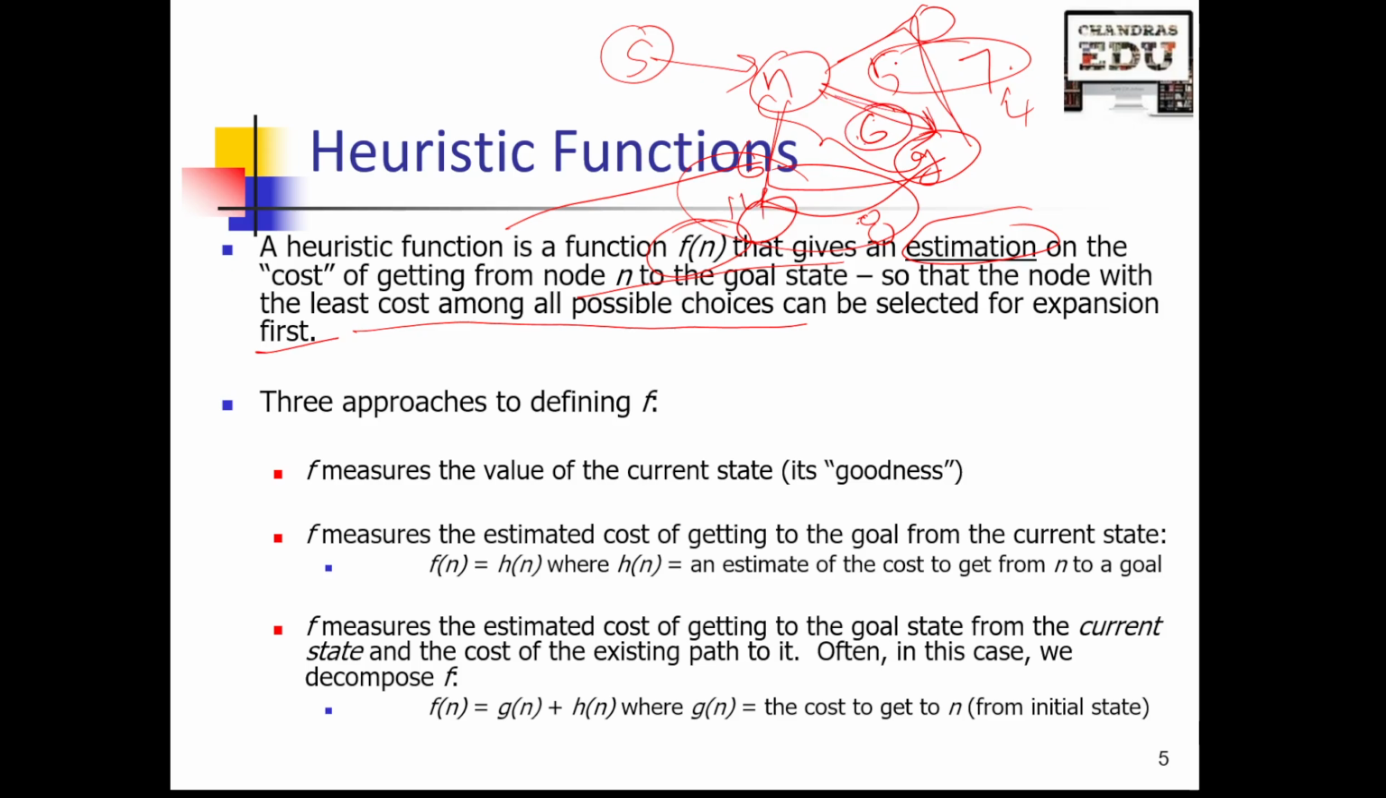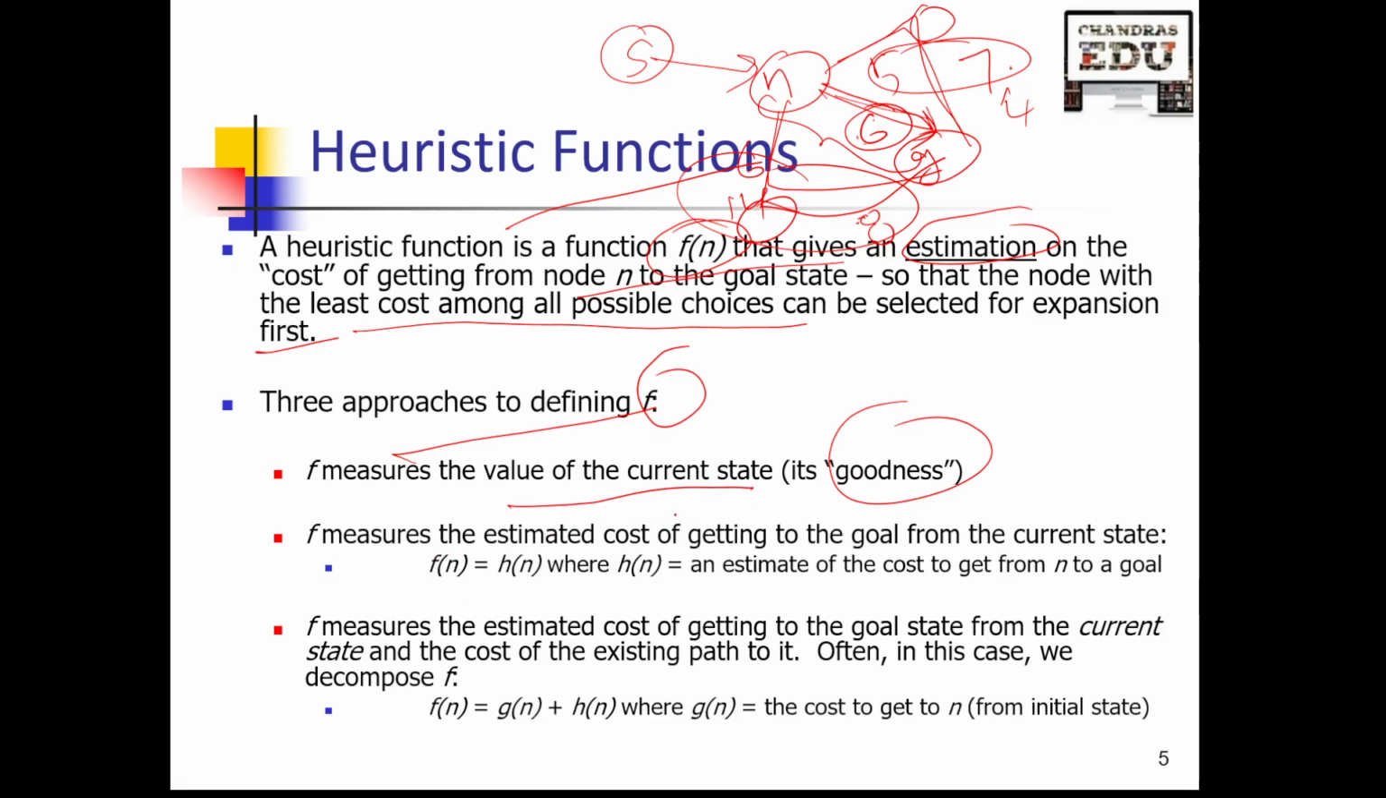So we'll always try to prefer the lower one, that is 6, for reaching the goal node from the nth node. That is called the cost estimation, and we can call it the heuristic function. There are three approaches of defining a heuristic function. We represent it by f or f of n. So f of n measures the value of the current state. We can call it goodness also. We'll see in detail what goodness is.